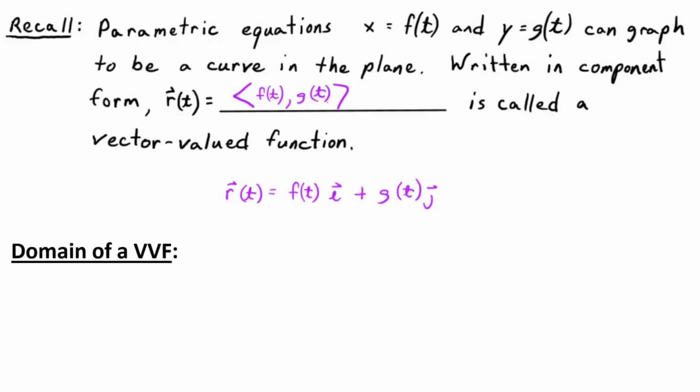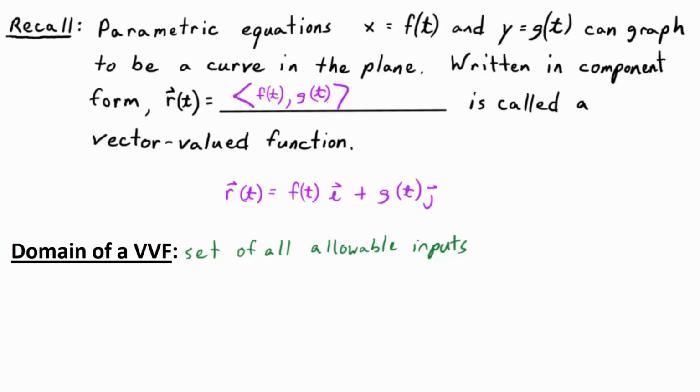And the domain would be the set of all allowable inputs. The way I've written it here, all allowable values of t, the parameter. And I'll say more about the domain in just a little while.